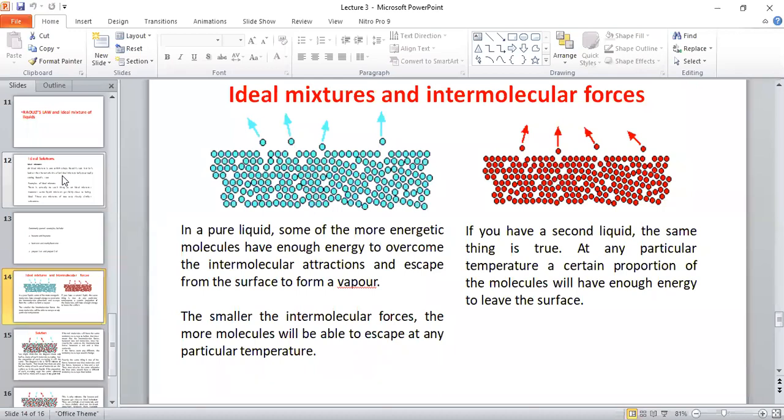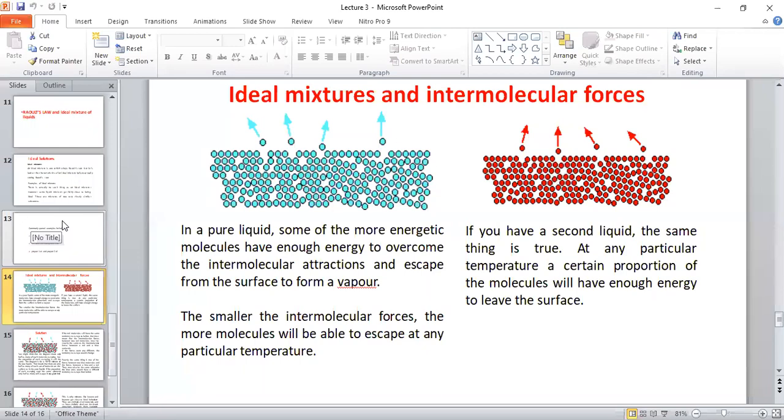You can see here, in this blue liquid, 4 molecules are able to escape. We want to use numbers like this so that we'll be able to understand well. A similar thing is happening also for the other liquid. The first one, let's say, is hexane, and this other one, red, let's say is heptane. The same thing is true for the second liquid. At any particular temperature, a certain portion of the molecules will have enough energy to leave the surface. Just have that in mind for now.